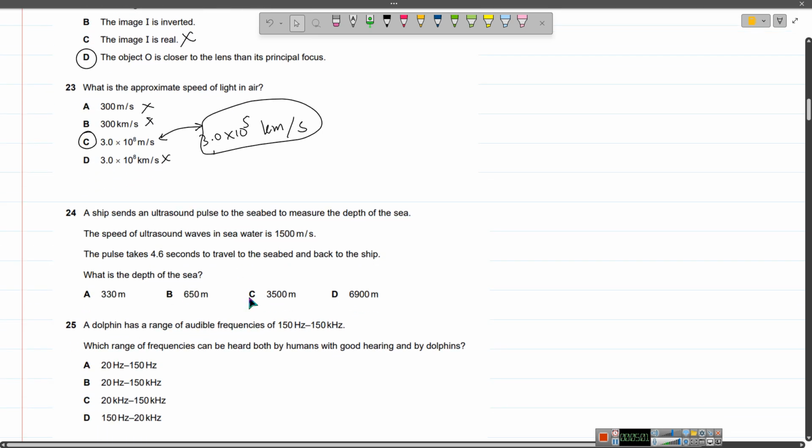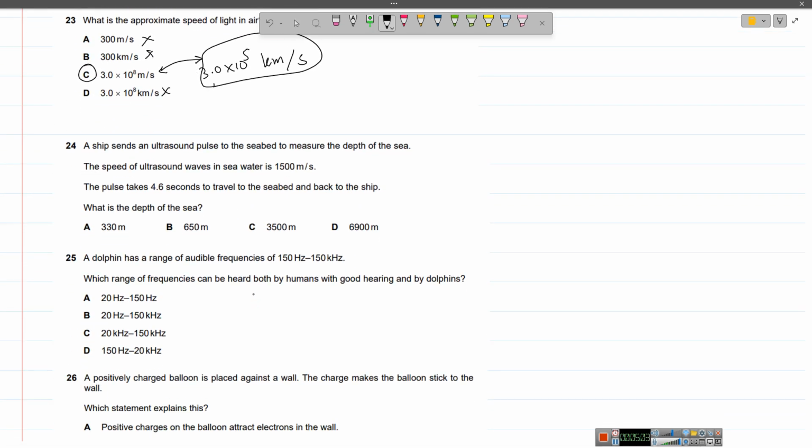A ship sends an ultrasound pulse to the seabed, measured to this, right? We have the speed, which is v. The pulse takes 4.6 seconds to go and come back. That means it is traveling double the distance or double the time. So I'm going to divide this by 2, right? So that is going to be 2.3 seconds one way, so that I can only talk about the distance or the time for one side, right? So I had to divide the time by 2.